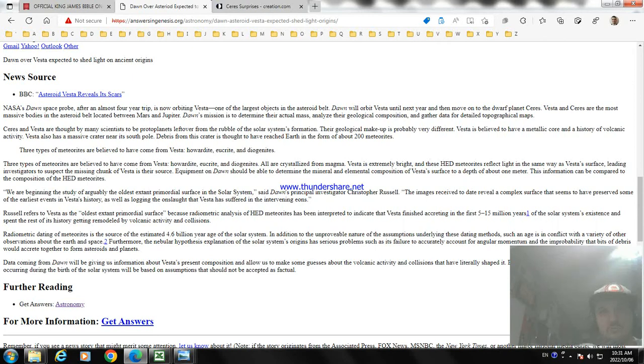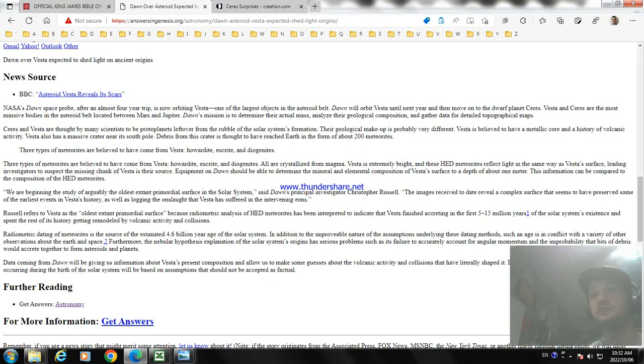Okay, so three types of meteorites are believed to have come from Vesta: howardites, eucrites, and diogenites, which are crystallized from magma. Vesta is extremely bright, and these meteorites reflect light the same way Vesta's surface does. Leading investigators suspect that a missing chunk of Vesta is their source.